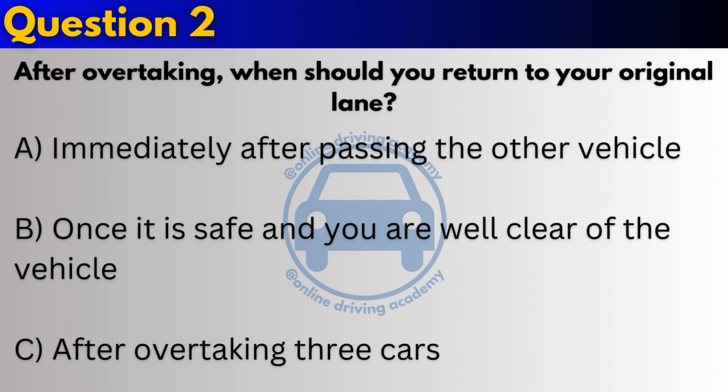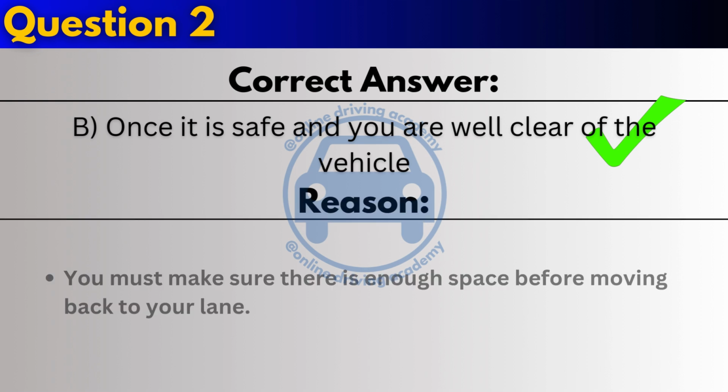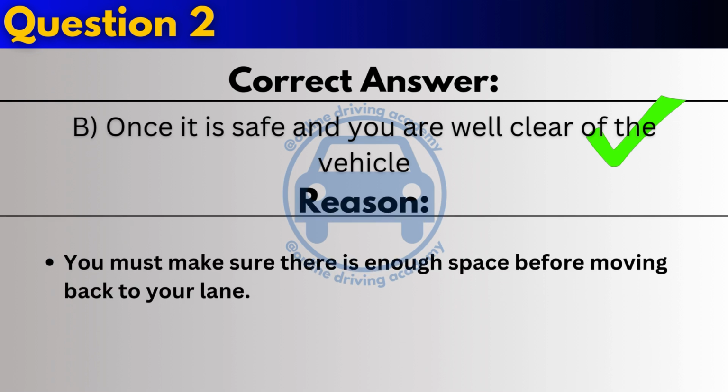Now obviously option A is going to be incorrect because that can cause an accident, right? Now with option C, it says after overtaking 3 cars. Now we know in every scenario you're not going to have 3 cars in front of you to overtake. So option C does not make any sense. The only correct option here is going to be option B, once it is safe and you are well clear of the vehicle. So you need to make sure that there's enough space before moving back to your lane.